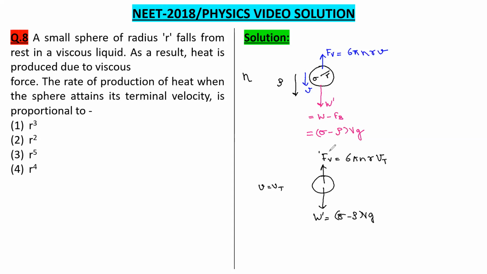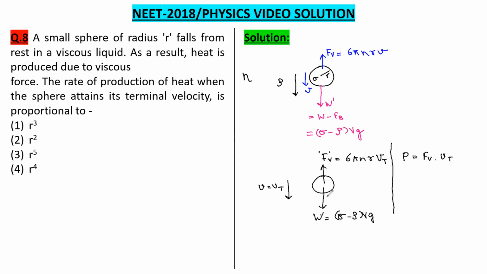So this is the dissipative force. Because the body is going in the downward direction, this force is acting in the upward direction. The work done by this force is negative. This negative work will produce heat. So there is a rate of heat production, a power due to this viscous force. The magnitude of this will be Fp equal to Fv into Vt.